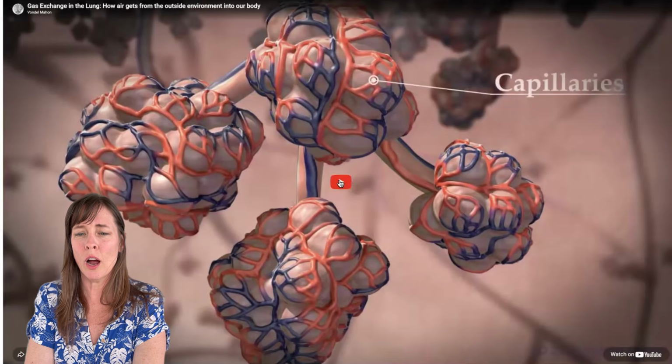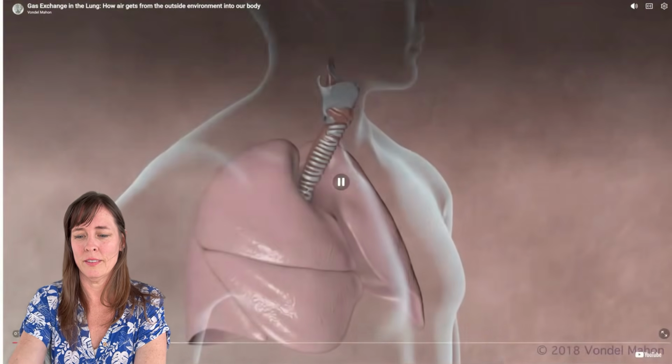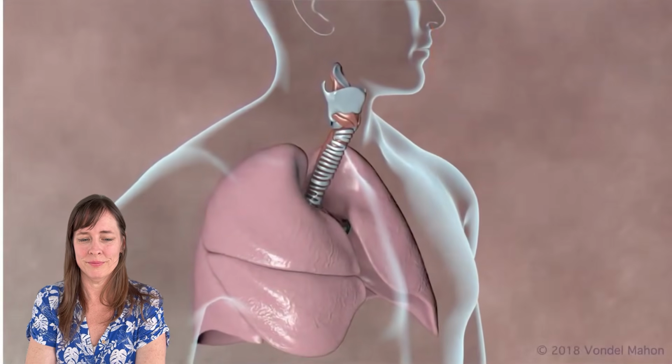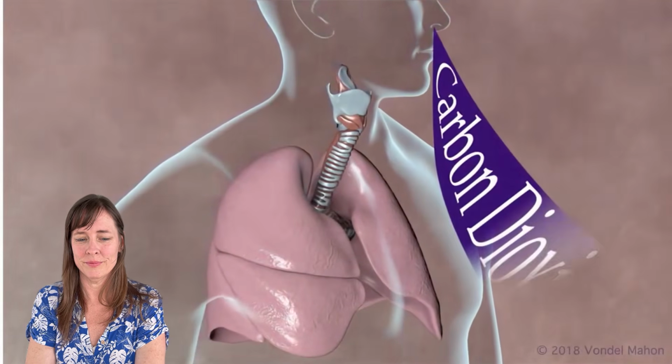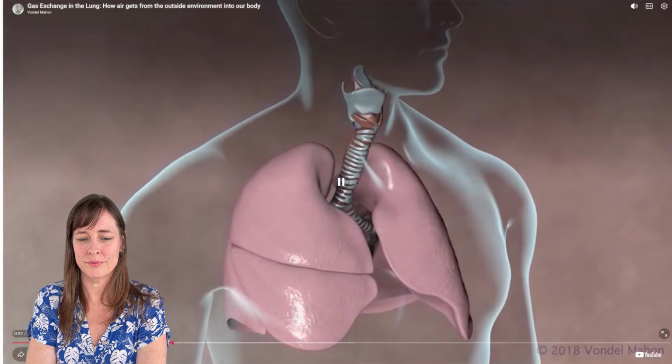Here's an image or an animation of this. In a rhythmic pattern. Each time we inhale, oxygen is drawn from the outside environment to the lungs, then into the bloodstream. When we exhale, the process is reversed. Carbon dioxide, which enters the lungs from the bloodstream, is discharged.